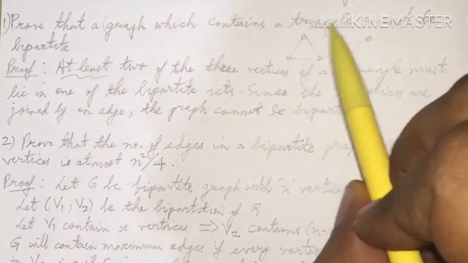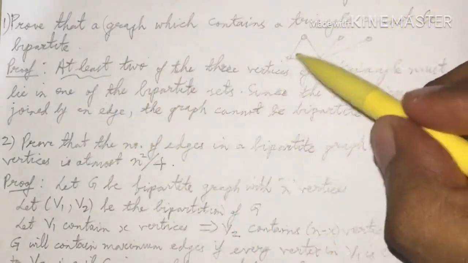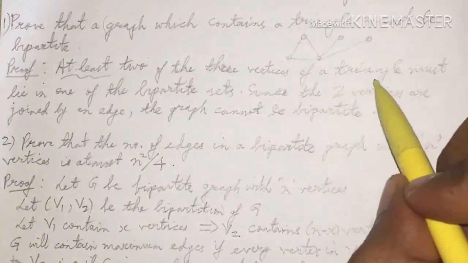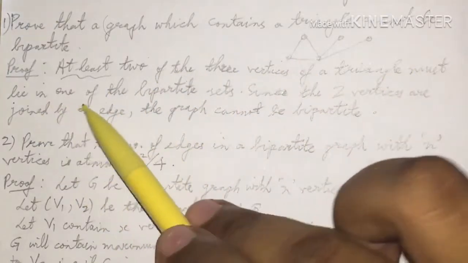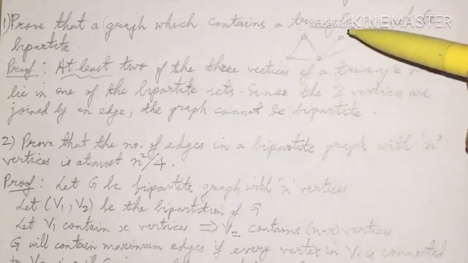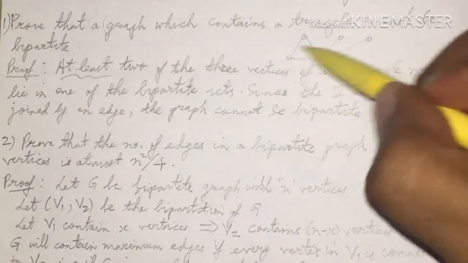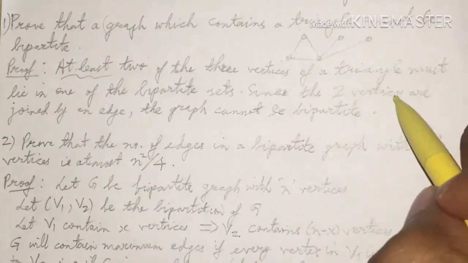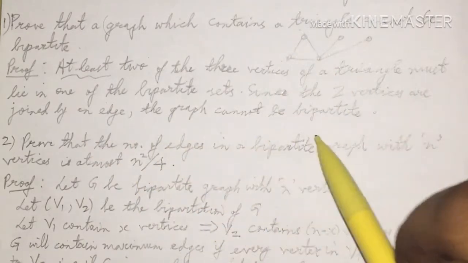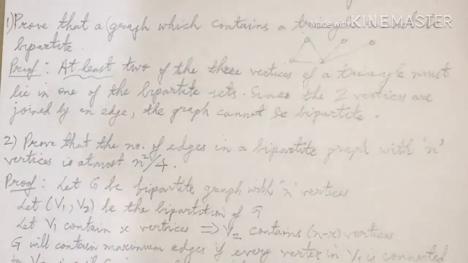Prove that a graph which contains a triangle cannot be bipartite. Now when we consider a triangle, at least two of the three vertices of a triangle must lie in one of the bipartite sets. This is because no matter how we rotate the triangle, there will always be at least two vertices in one partition. Since the two vertices are joined by an edge, as it is a triangle, the graph cannot be bipartite, as within a partition there must not be any edge.